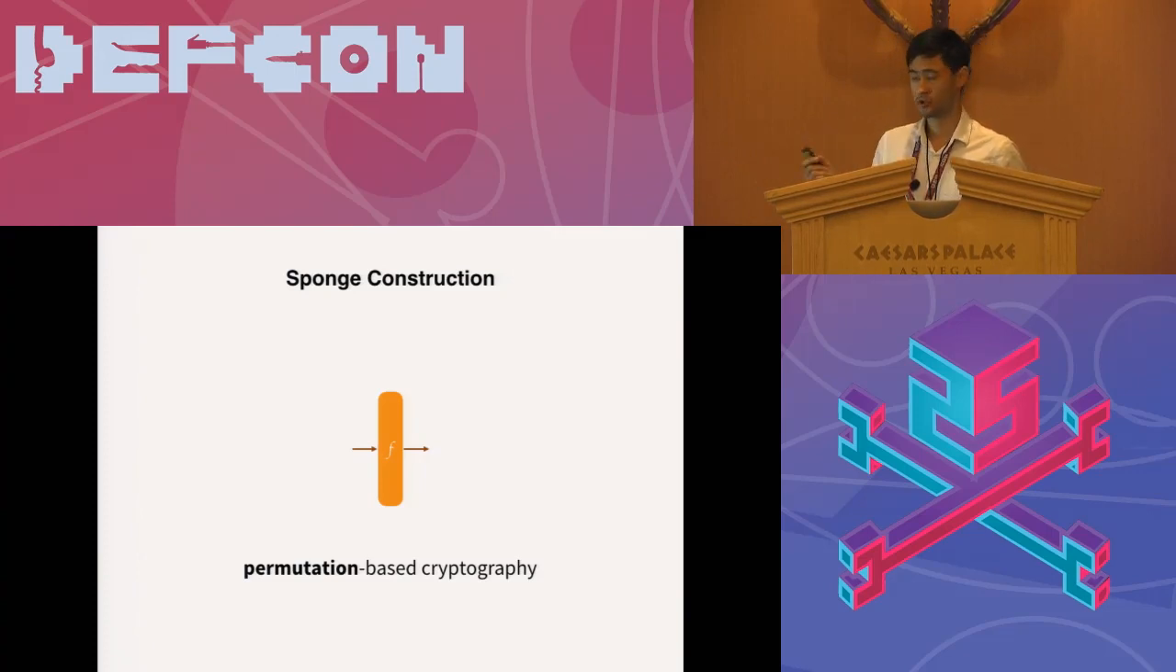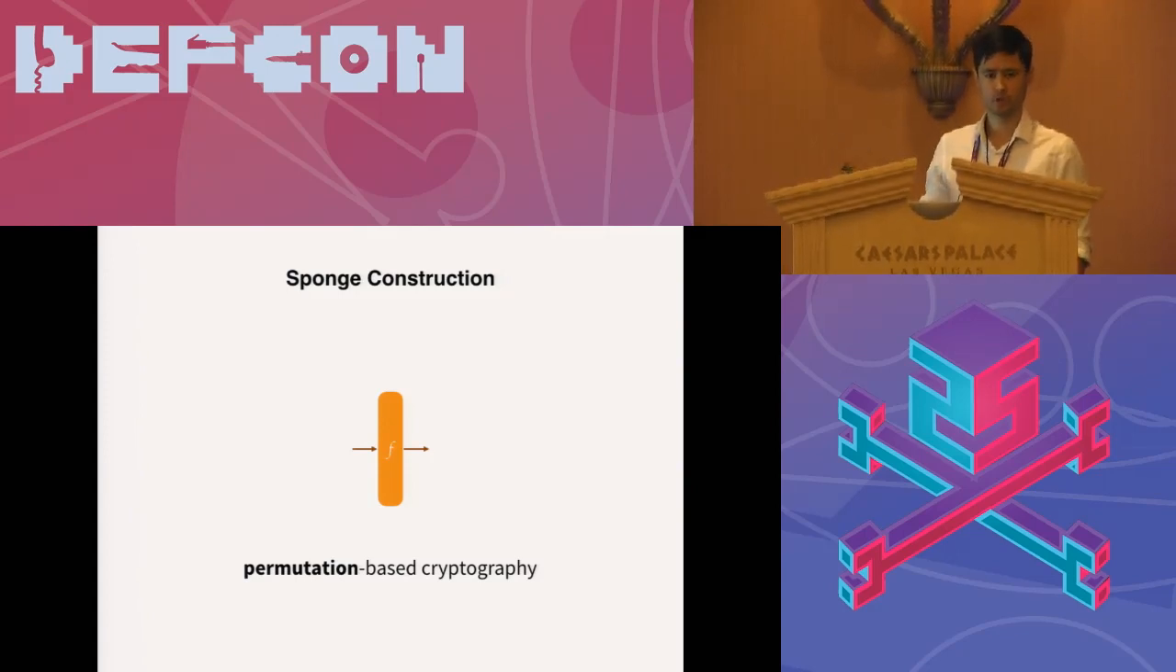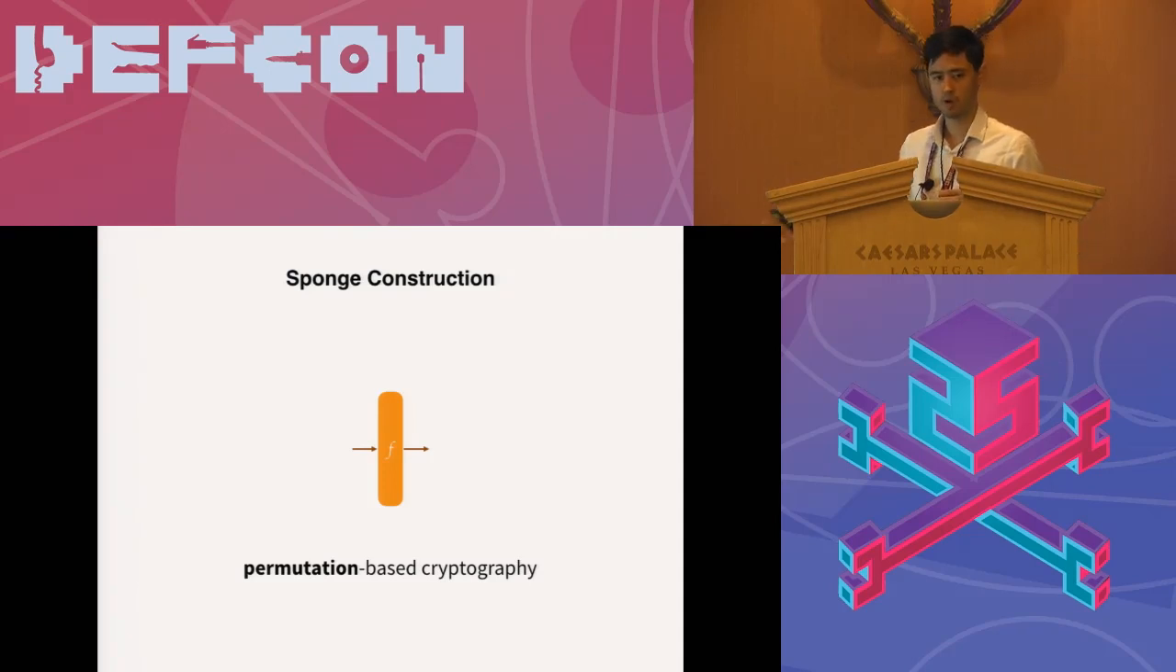Keccak is a sponge construction, so SHA-3 is a sponge construction, and sponges were invented as part of the SHA-3 competition. At its core, it uses a permutation, so we'll say that it's permutation-based cryptography. If you don't know what a permutation is, you can think of AES with a fixed key. It takes all the possible inputs of 128 bits, and it gives you all the possible outputs of 128 bits, right? So you have one plaintext, one ciphertext. There's a mapping. So that's the permutation, and it's the same thing here. You have an input of, for SHA-3, 1600 bits, and an output of 1600 bits.